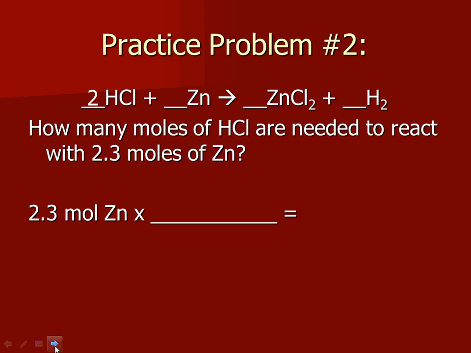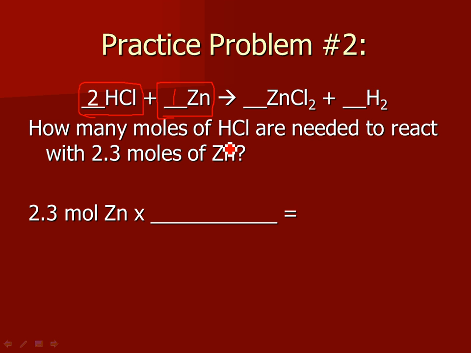So balancing the equation, right, we have 2 moles of HCl react with 1 mole of zinc, right, to produce our zinc chloride and our hydrogen gas. So the mole-to-mole relationship between the reactants, I need 2 moles of HCl for every 1 mole of zinc. That's like saying I need 2 pieces of turkey for every 1 piece of cheese to make a sandwich.